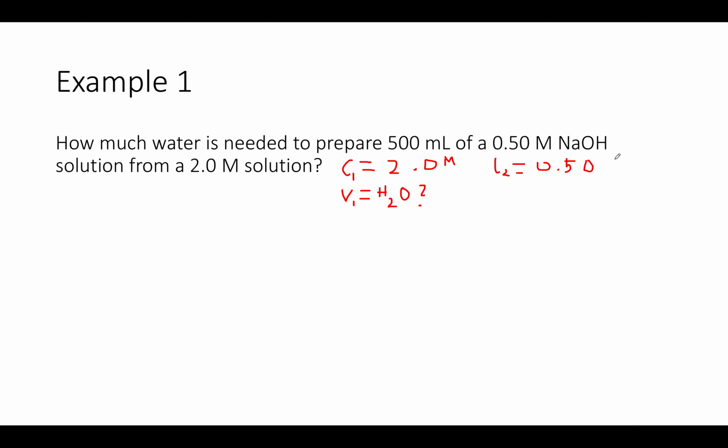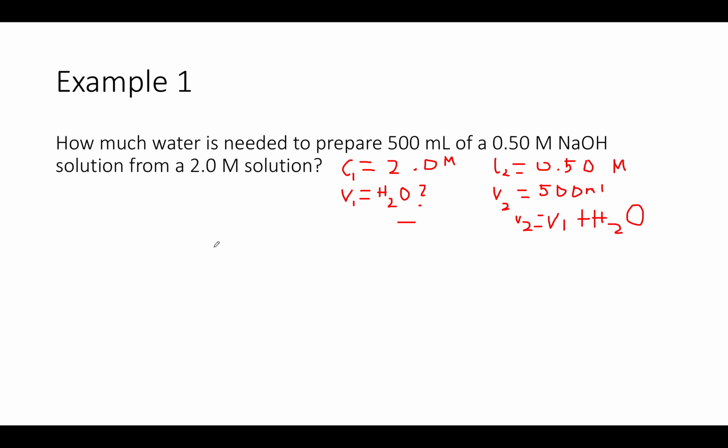Notice that the concentrations are both in molar, and that's fine. This could be a mass percent, a molal, as long as they're the same, it doesn't matter. And the second volume is 500 mils. However, it's important to keep in mind that that 500 mils includes the water from volume 1. So the volume 2 actually equals volume 1 plus the water that we're looking for.